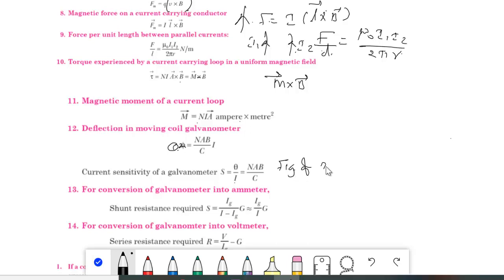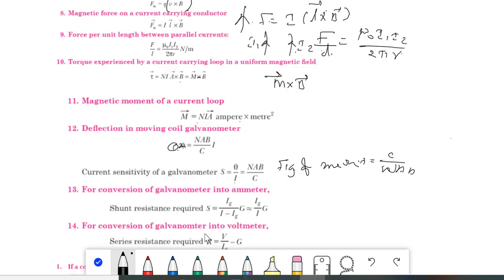The reciprocal of figure of merit is C by NAB. What is meant by N in the system? N is the number of turns in the coil, and A is the area of the plane we are considering. B is the magnetic field. So theta equals NAB by C into I, where C is the torsional constant which we get from the moving coil galvanometer.